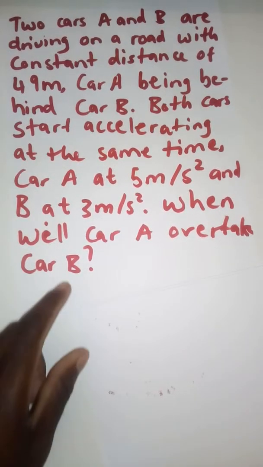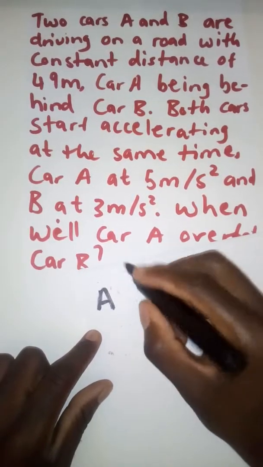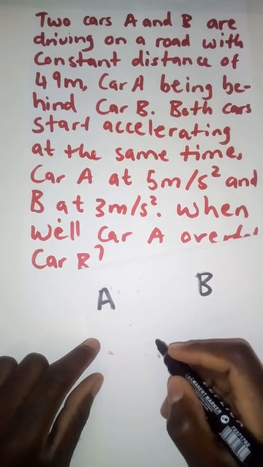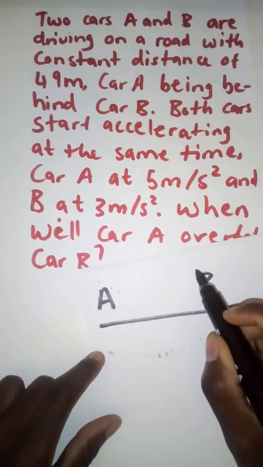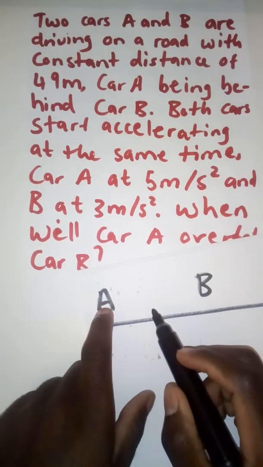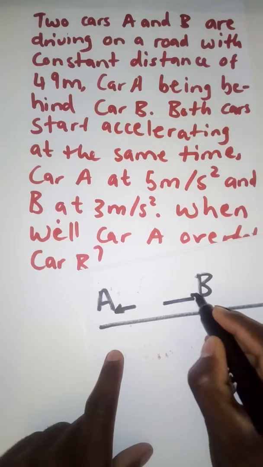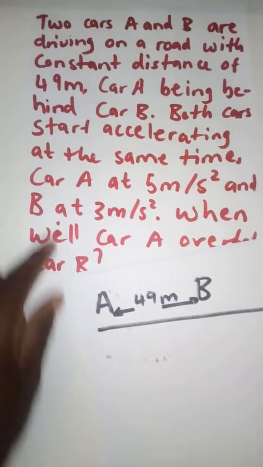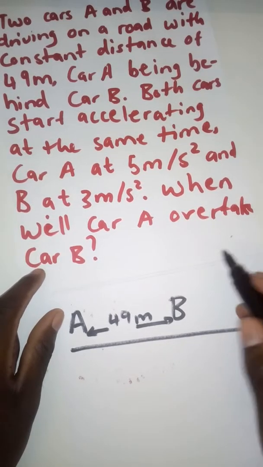Just to go through it quickly, they are saying two cars, car A and car B, driving in the same direction. Since car A is behind car B, let's say they are driving in this direction, with car A behind car B. The distance between these two is 49 meters, and this distance is constant. Now they're asking us to find the time at which car A will overtake car B.